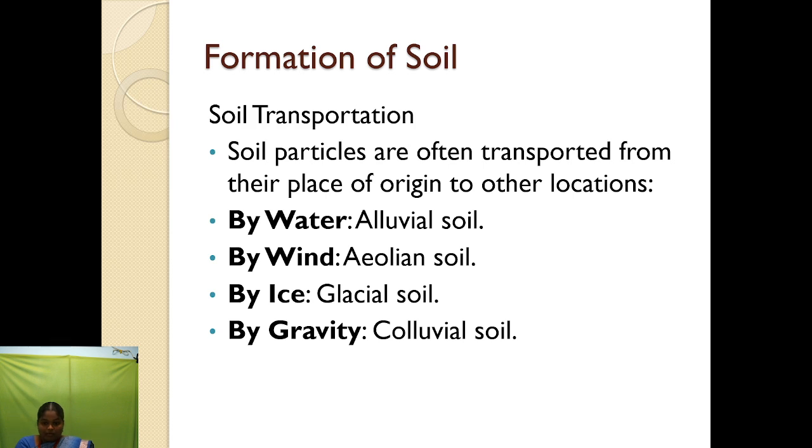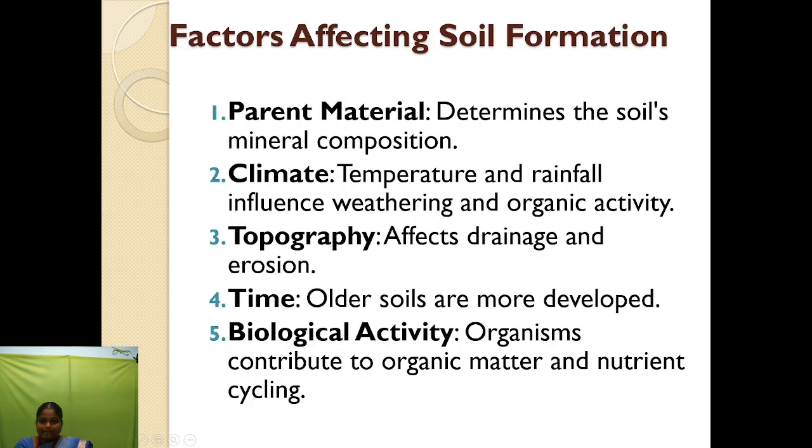When water transports the soil, it is called alluvial soil. When wind transports the soil, it is called aeolian soil. When ice transports the soil, it is glacial soil. When gravity moves the soil from one place to another, it is called colluvial soil. So these are the different types of soil formation.